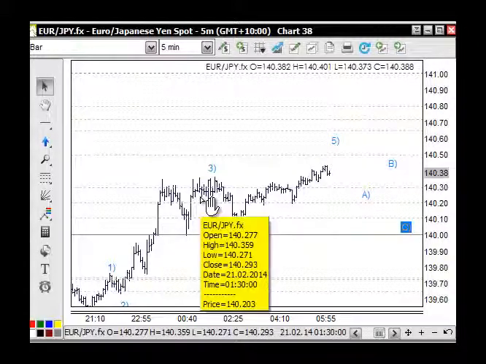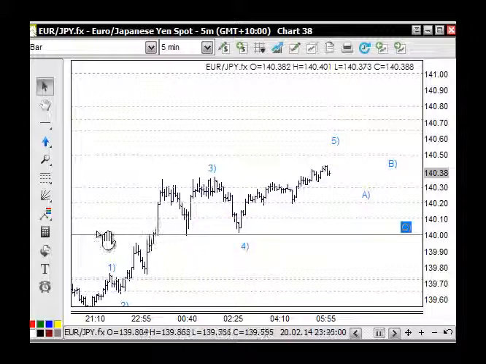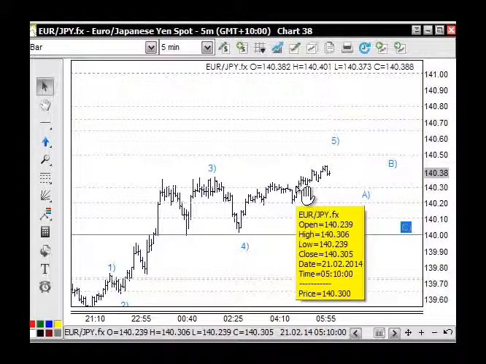Now the normal thing to do here with the levels is you could see that the 140 has been retested and held quite nicely, and then making a new high above here. Not only that, we're also getting support now on top of wave 1 here, so that would be a long trade from here as well.